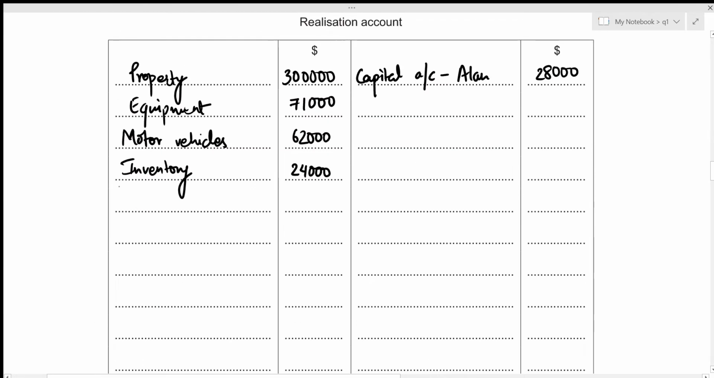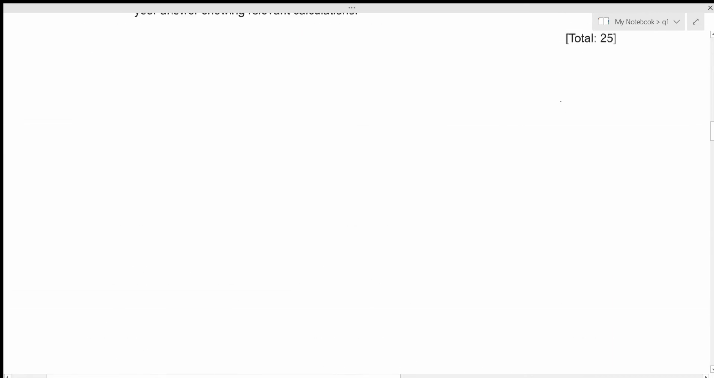Okay, so trade receivables with its original value of 36,000, and then again trade receivables with its settlement value of 30,500. Okay, again, let's have a look at our additional information.